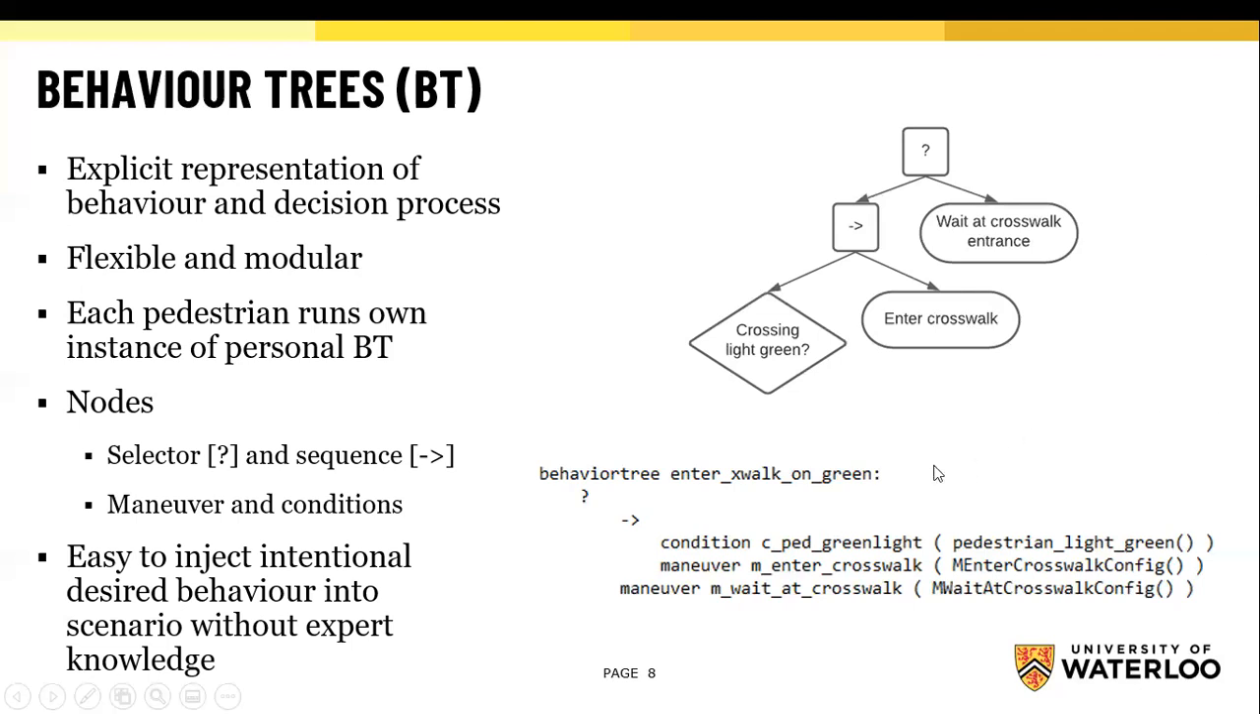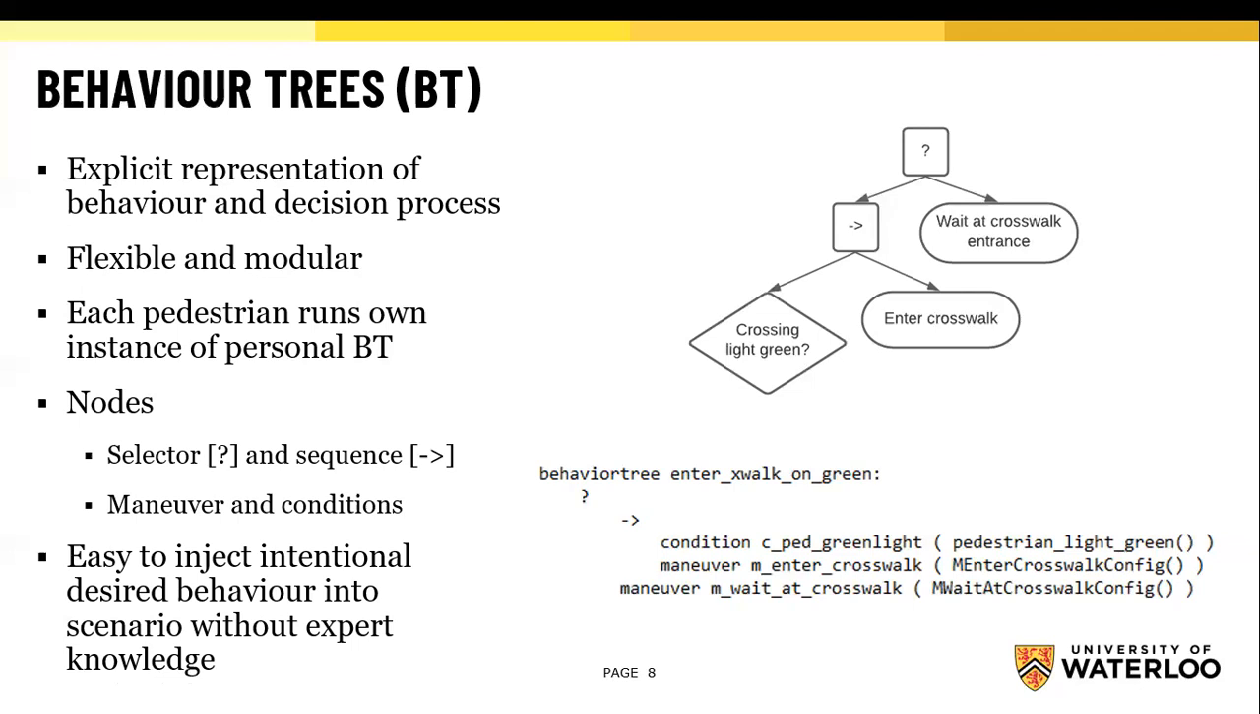At the bottom, we have the text representation of that. It's just an example of the text file that the model actually uses. So these behavior trees can make it easy to inject intentional desired behavior into the scenario without needing any specific technical knowledge on the technical details of the model.